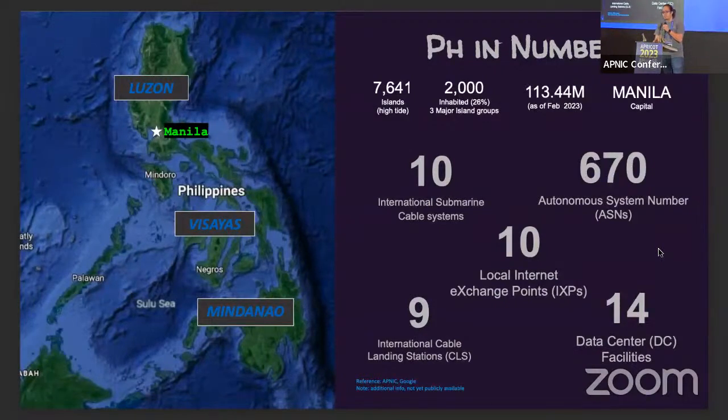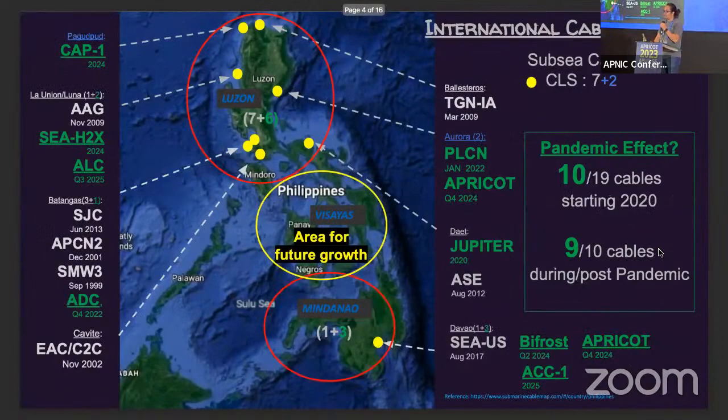For infrastructure, we have 10 subsea cable systems coming in, around 670 ASNs, 10 local IXPs, 9 CLSs where those cables land, and 14 data centers to date. This is a visual representation of the current infrastructure. We positioned it this way so it can be more easily seen. On the left and right sides, you can see the different positions of the DCs where the cables land.